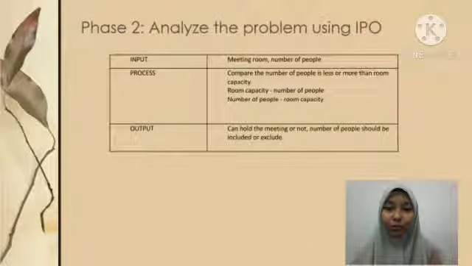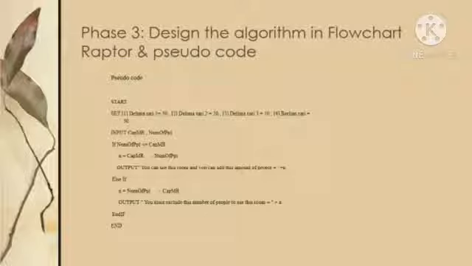In phase 2, analyze the problem using IPO. Input is meeting room and number of people. The process is to compare whether the number of people is less or more than room capacity: room capacity minus number of people, and then number of people minus room capacity. And lastly, the output is can hold the meeting or not, and number of people should be included or excluded.